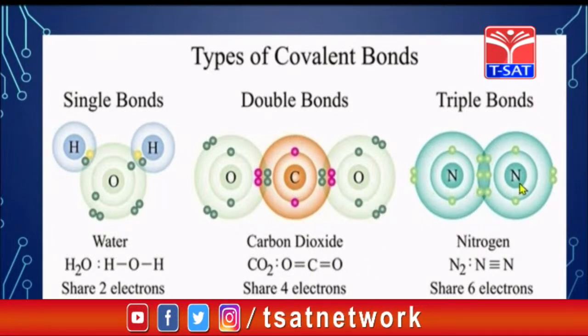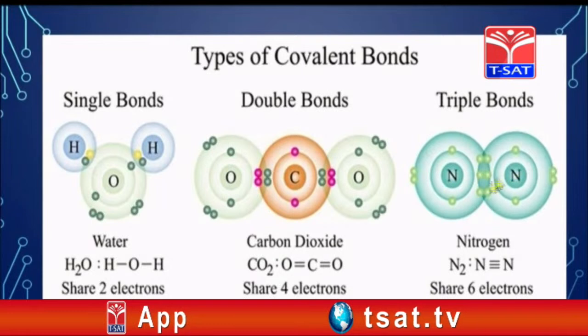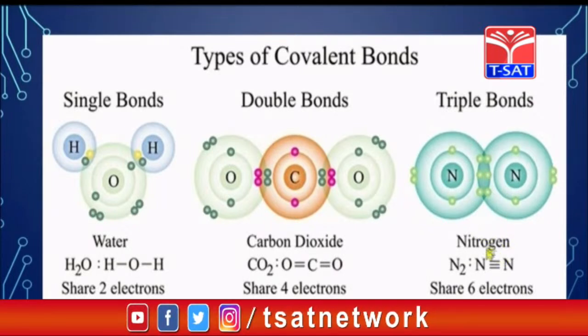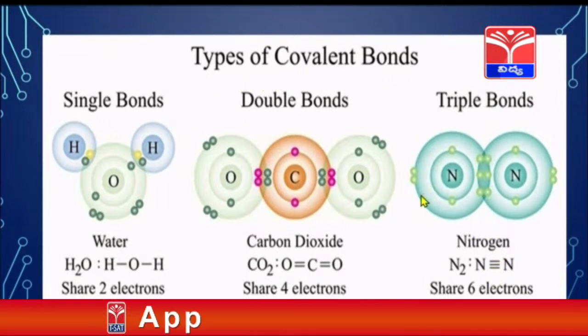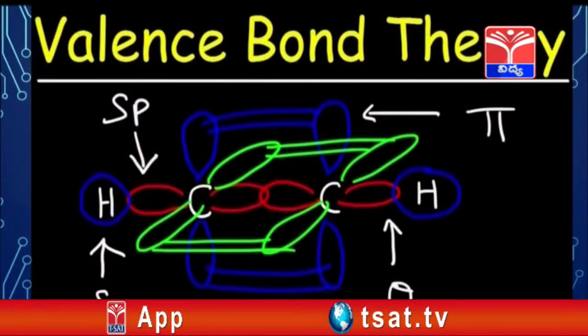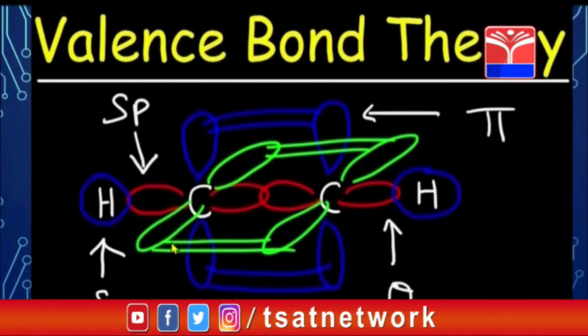Now we have also seen about triple bond, children. If three pairs of electrons are shared between two atoms, this is one pair, second pair, and this is third pair. So if three pairs of electrons are shared between two nitrogen atoms, then we say that a triple bond is formed. So children, in the last class we have studied about the types of covalent bonds. Now in this lesson, we will be studying about how these structures appear.